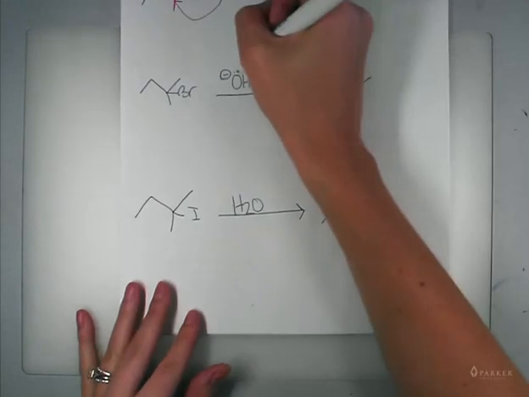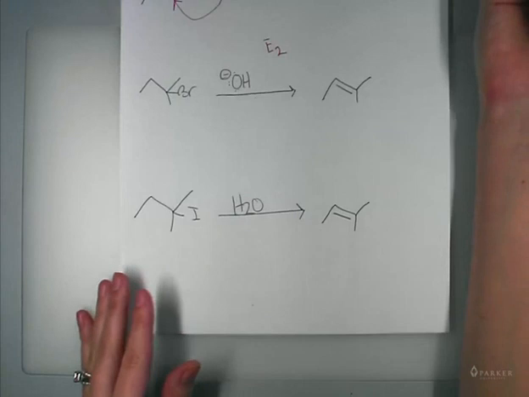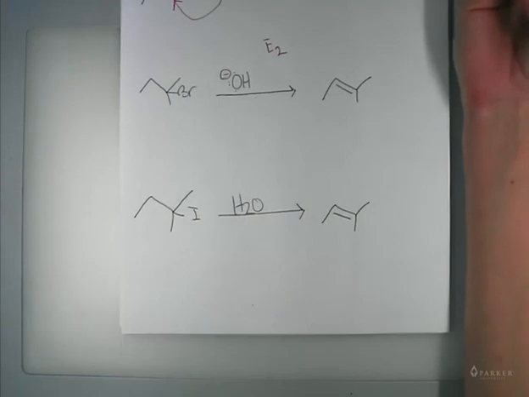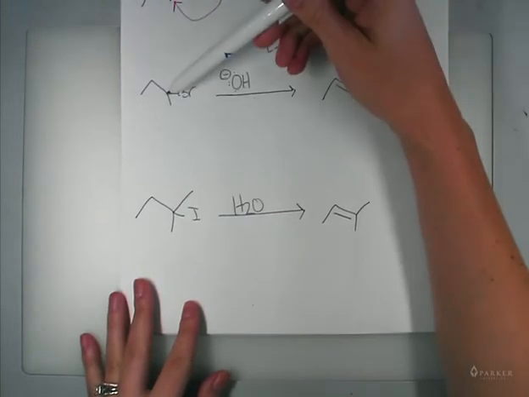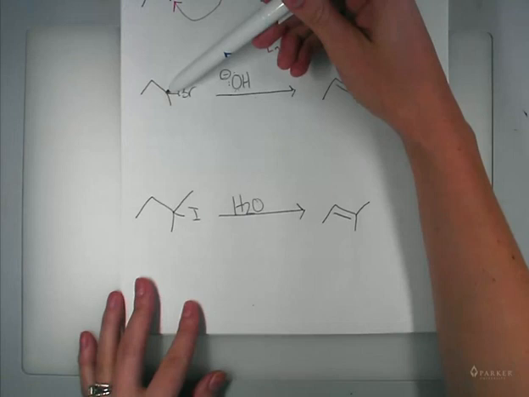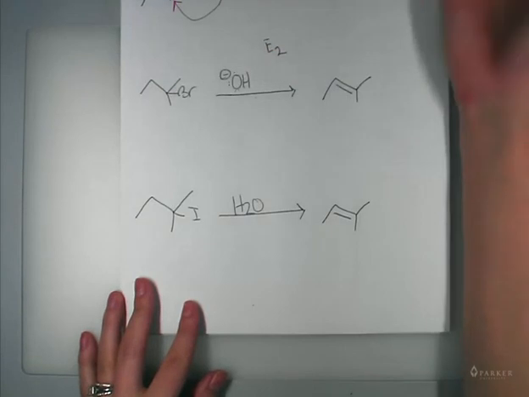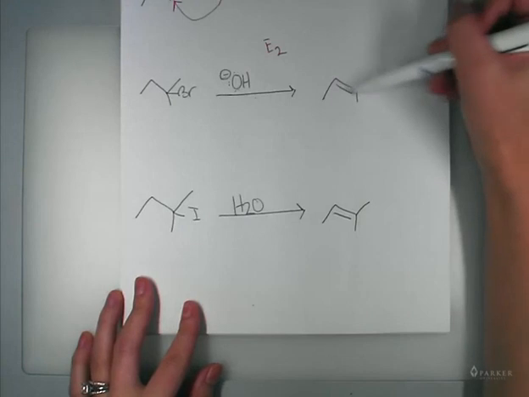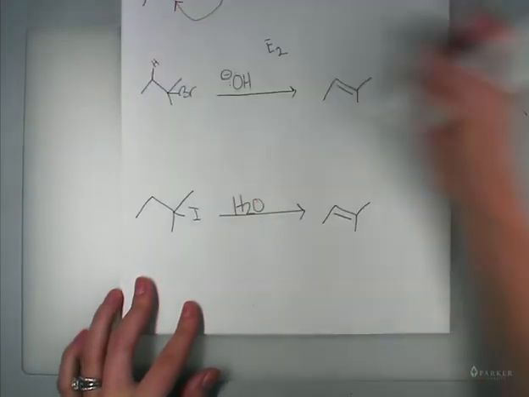Okay, so this is going to act as a base. So what will it take off? Hydrogen. Where is the hydrogen it'll take off? On a carbon. Which carbon? Is it going to be the carbon where the bromine is? No, because that's going to be your leaving group. Methyl, methyl, or ethyl? Ethyl. You can see right here. Do you see where it's at? So you know it's one of those. So it's right here.